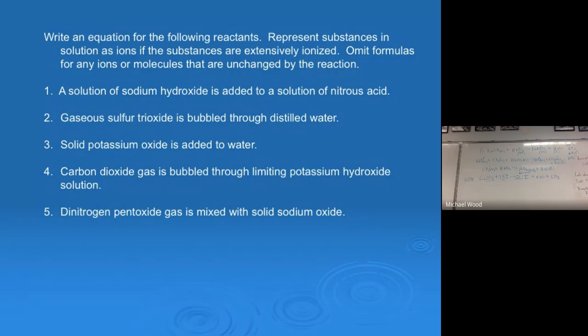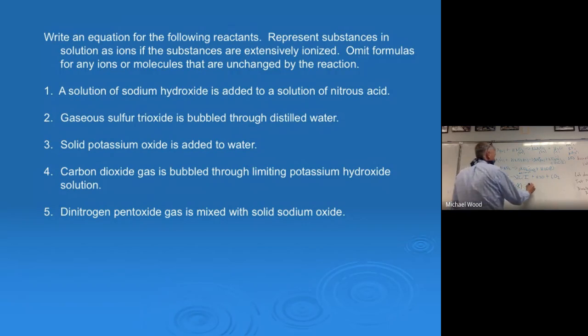Okay, number 2. So we take gaseous sulfur trioxide. Hopefully that one's easy to remember. Trioxide like this. So it's a gas plus water. This is one that was new at the end of this chapter 14. So whenever you take a metal or a non-metal oxide, sulfur is a non-metal, plus oxygen, and you combine it with water, you get off an acid. And it's just like a big synthesis reaction.